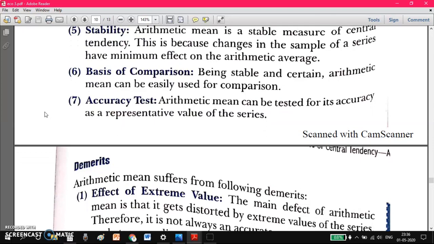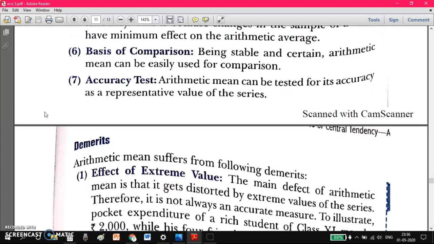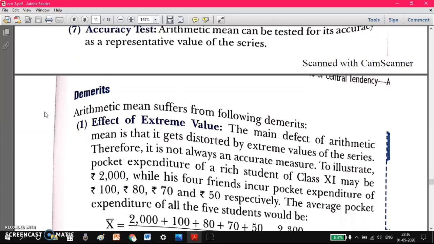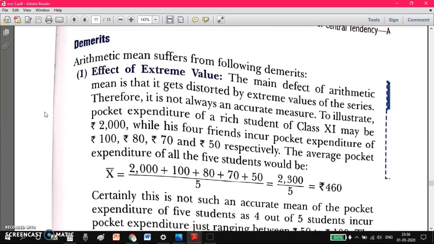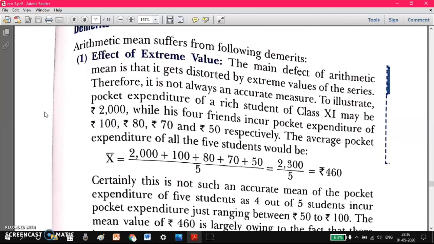Basis of comparison, तो ये comparison पे ही होता है. ठीक है. Accurate testing, so it is always accurate till the moment you have done the right test. Fine. Effect of extreme value. बहुत सारी values जब होती हैं तो बहुत ज़्यादा effect होता है. The main defect of the arithmetic mean is that it gets distorted by extreme values of the series. Therefore, it is not always accurate to measure.